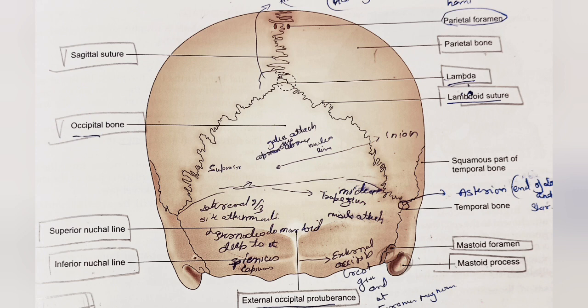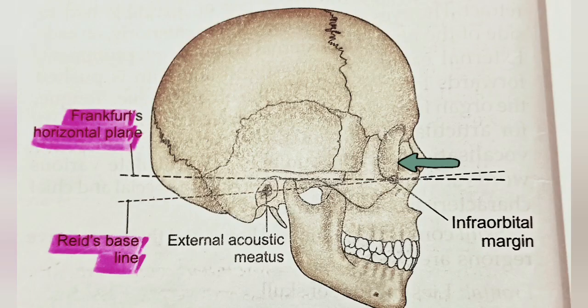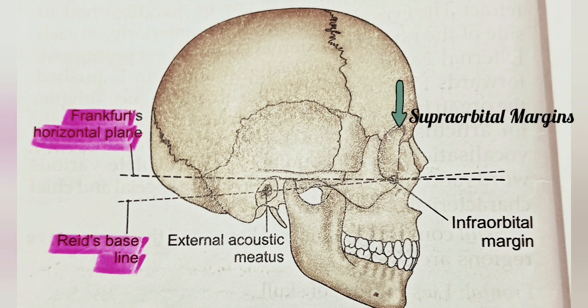So what is the supraorbital margin? As we see the anterior aspect of the skull, the two orbits are present. These orbits contain the eyes. These are the sockets for the eyes. The orbit has two margins, the supraorbital margin and the infraorbital margin. Infra means present below the orbit and supra means present above the orbit region. So the supraorbital margin marks the end of the scalp anteriorly.